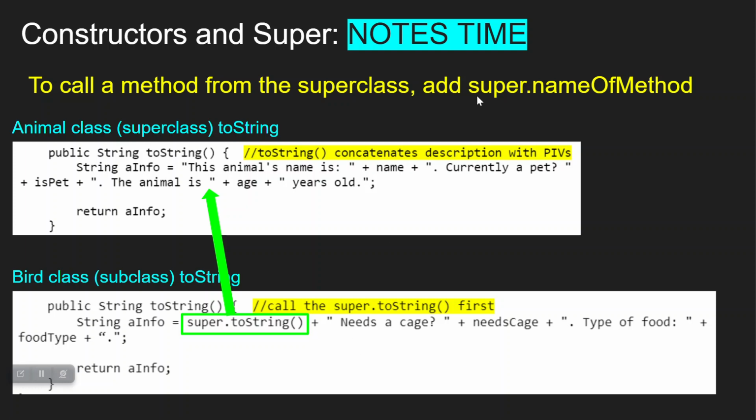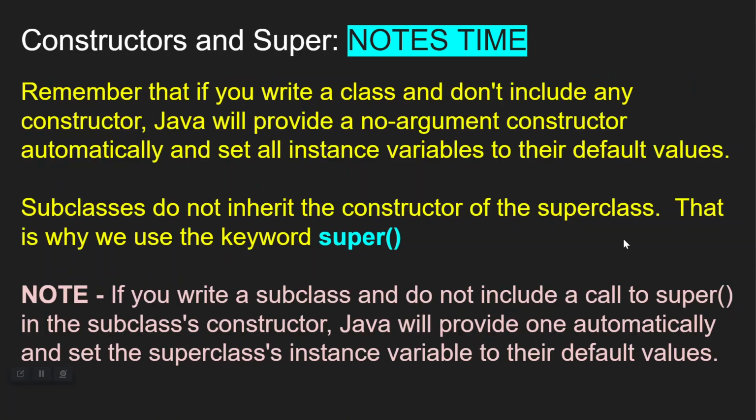So what we learn here is you can actually call a method from a superclass by just saying super dot and then the name of the method. So super.toString calls the superclass's toString method, does all of this for us, and returns it, concatenating it right here. And then we would just concatenate to that what we need for the subclass.